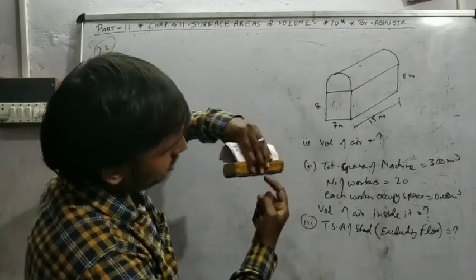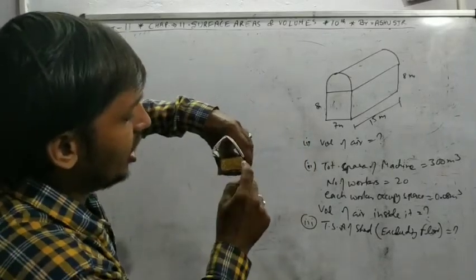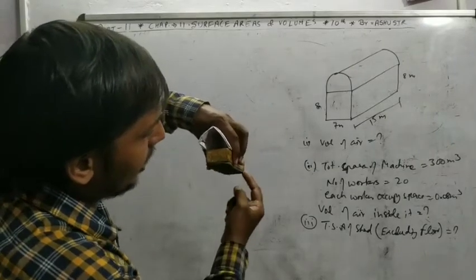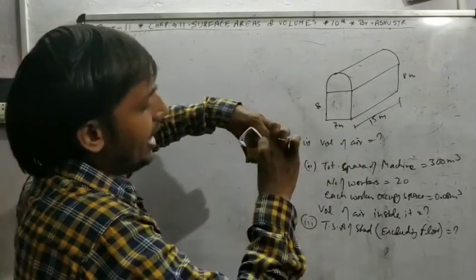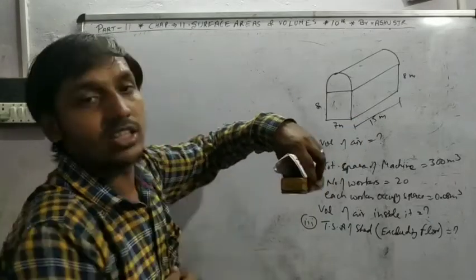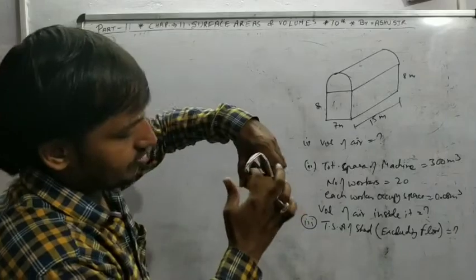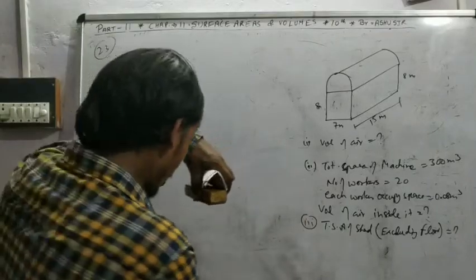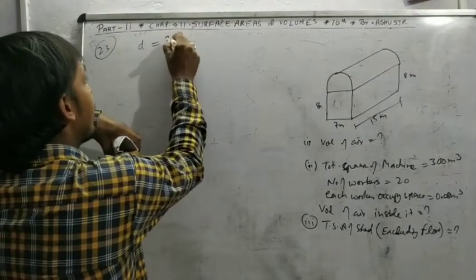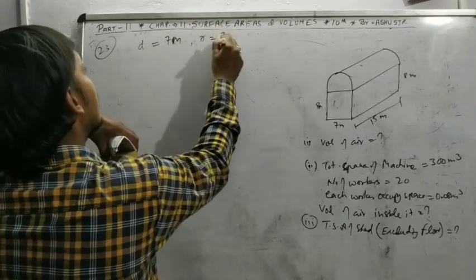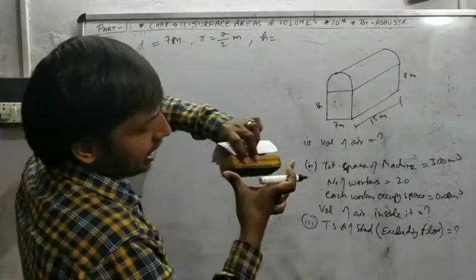The cuboid is the lower part and the half cylinder is the seat on top. For the cuboid, the length, breadth and height are 15 meter length, 7 meter breadth, 8 meter height. The half cylinder needs two dimensions, radius and height. This base is the diameter, so the diameter is equal to 7 meter, and the radius is equal to 7 by 2 meter.